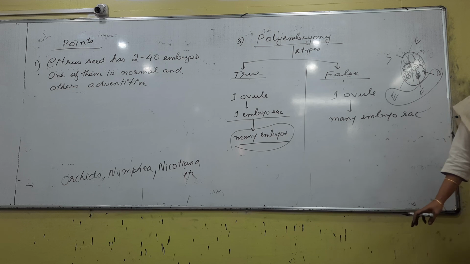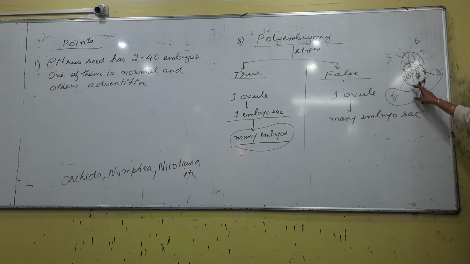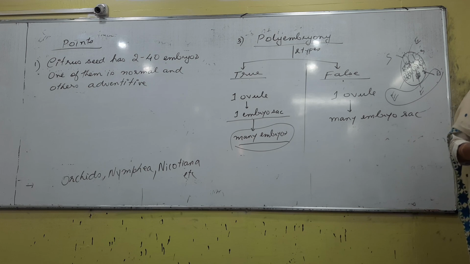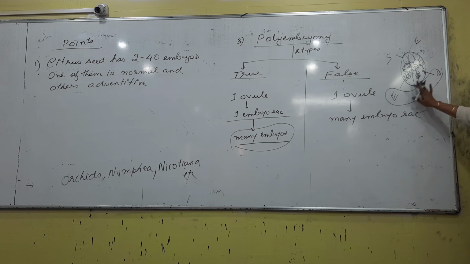Cleavage polyembryony: you have the main embryo that is formed by the normal process. This is not cleavage because this is something that is forming entirely independently, right. Cleavage would be the normal embryo that is formed, and that embryo splits into smaller parts, and each part gives rise to a baby plant. That would be cleavage. But this is not cleavage, this is entirely new formation, right.